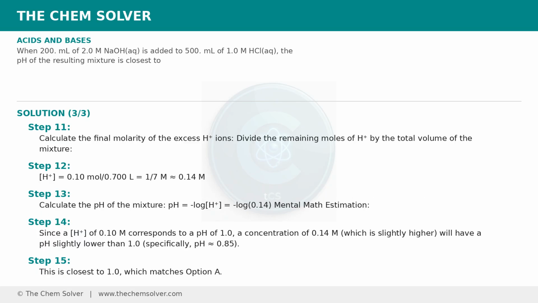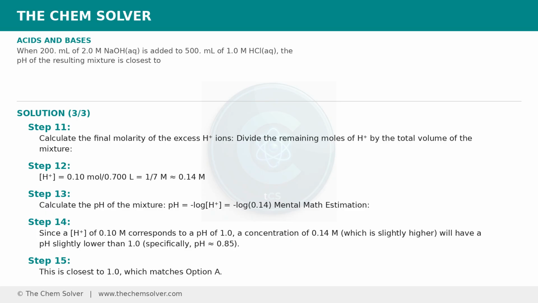Calculate the final molarity of the excess H⁺ ions. Divide the remaining moles of H⁺ by the total volume of the mixture. H⁺ equals 0.10 moles over 0.700 liters, equals 1/7 molar, approximately 0.14 molar.